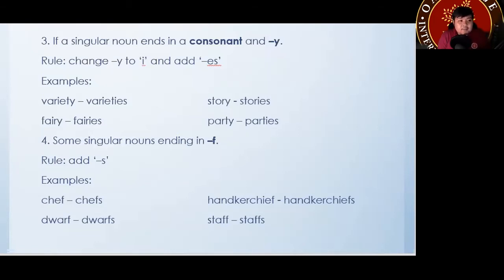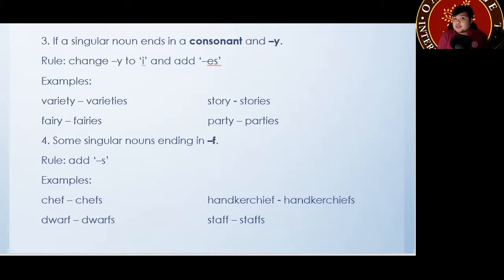Now, this is a common mistake. People usually say that you change y to ies. The rule is not like that. The rule is change y to i first and then add es. So examples: ferry, ferries; story, stories; party, parties. These are all examples of nouns that end in y before a consonant. All right, 4. Some singular nouns ending in f.